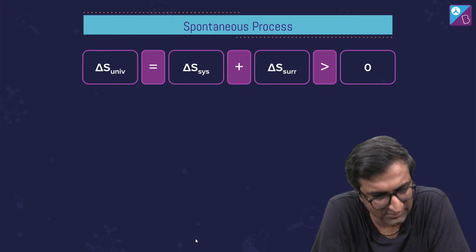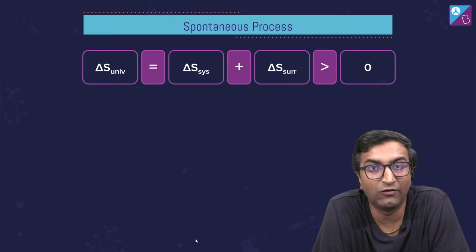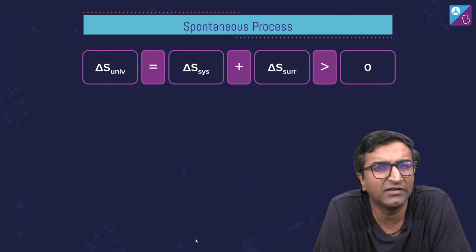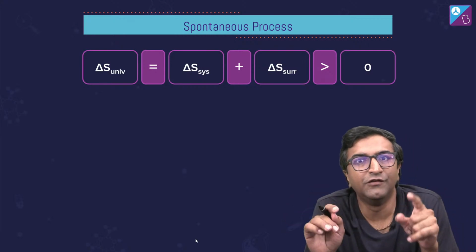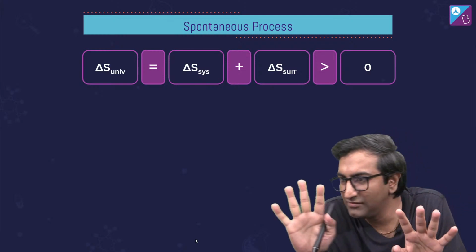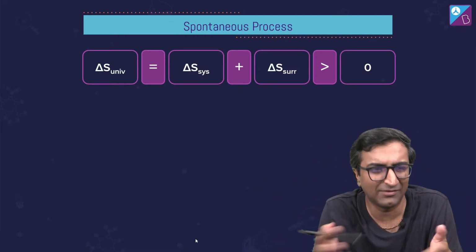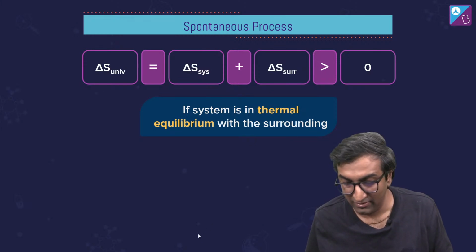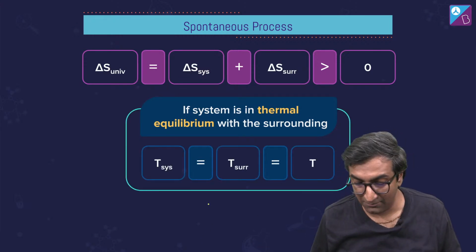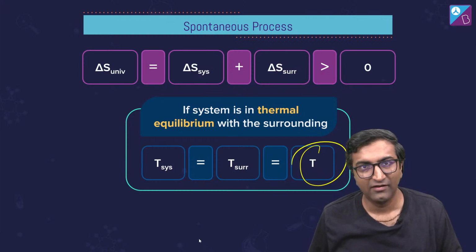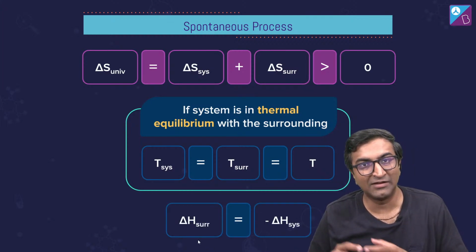Now, अगर system surrounding से thermal equilibrium में है, thermal equilibrium मतलब temperature same है ना, zeroth law of thermodynamics: A is in equilibrium with B, B is in equilibrium with C, and C is in equilibrium with A. मतलब सबका temperature same है ना, that's what we are saying. So, अगर thermal equilibrium में है, तो temperature of system is equal to temperature of surrounding, कुछ temperature.